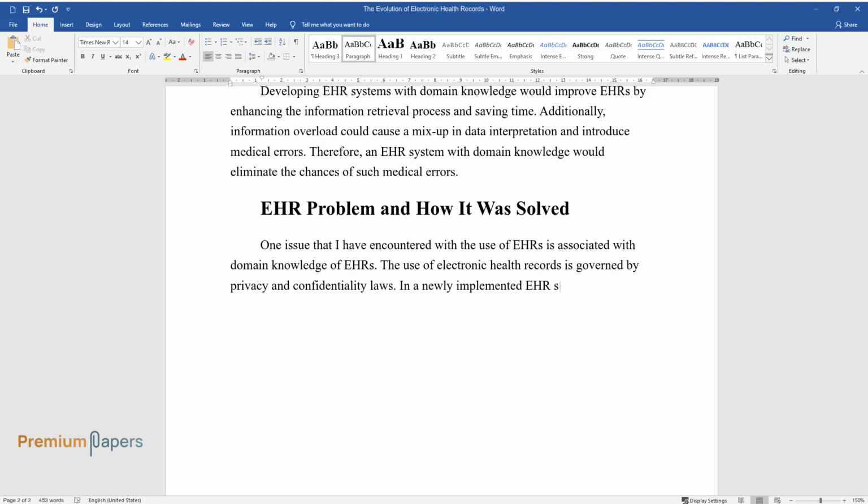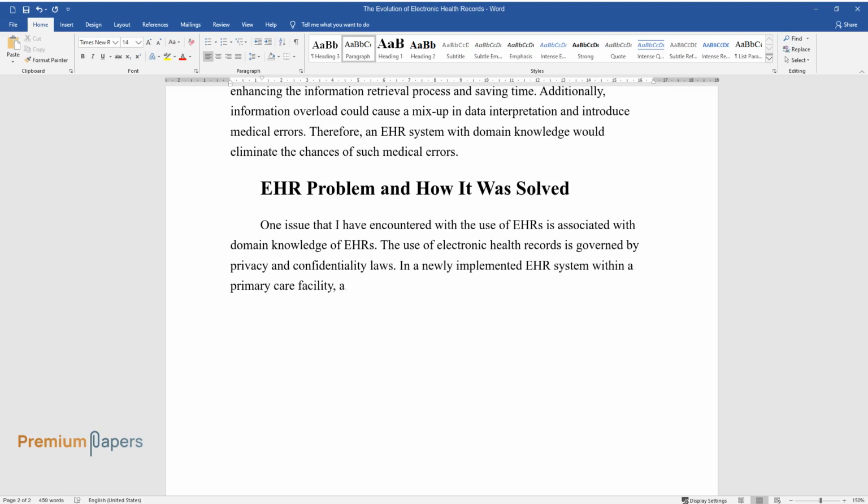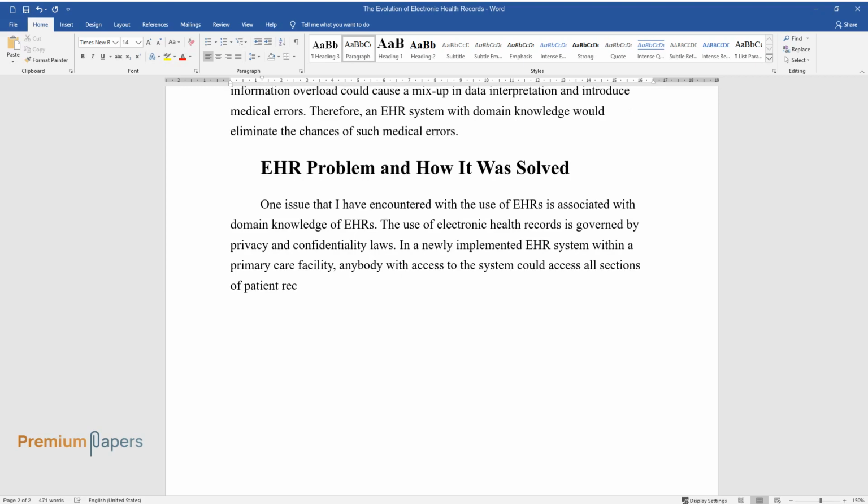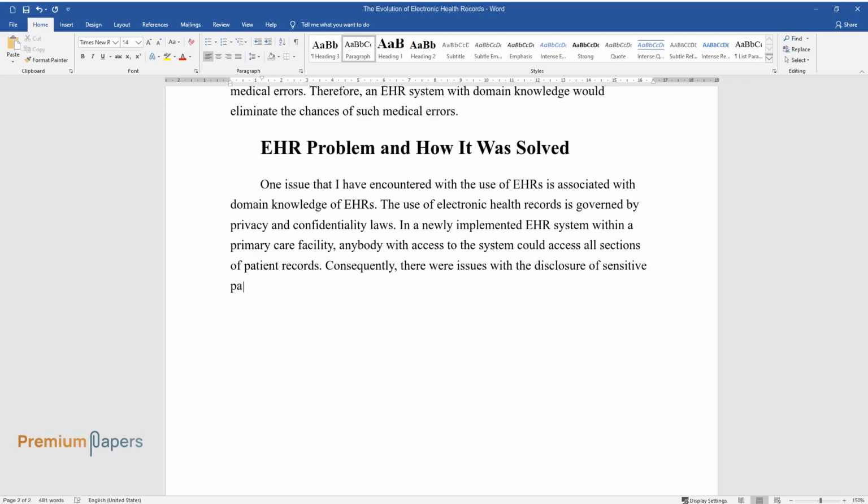In a newly implemented EHR system within a primary care facility, anybody with access to the system could access all sections of patient records. Consequently, there were issues with the disclosure of sensitive patient information to other clinic workers who had access to the system.